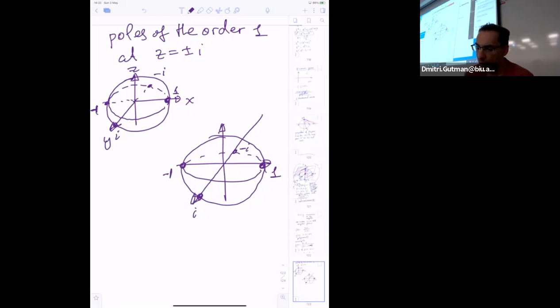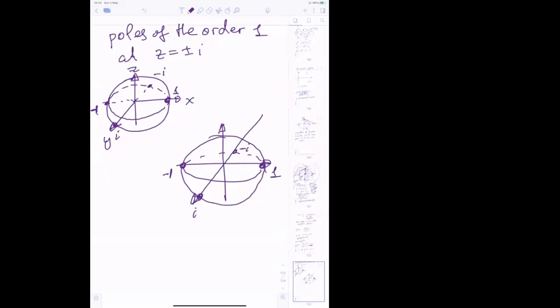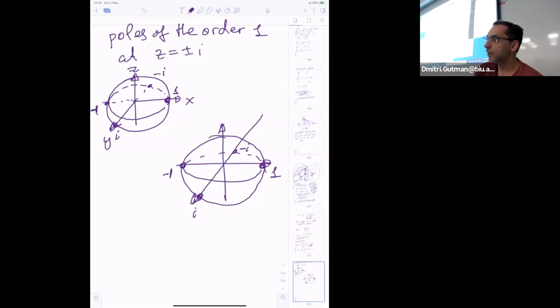So if previously the points i and minus i were points of pole, where are the points i and minus i mapped now? To the point at infinity, which is the northern pole. So these two points are now mapped, let me use another color. So now this point is simply a point that is mapped onto the northern pole. And this point is also mapped on the northern pole. Well, and all other points are mapped somewhere.